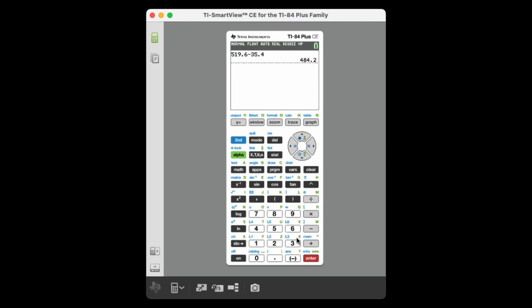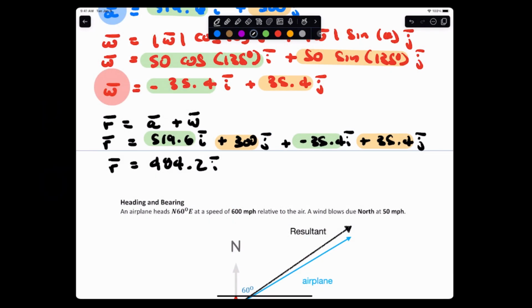484.2. Now we're going to do the same for the orange, the Y component, or the J vectors. Oh, that's easy. I don't have to use a calculator. What is 300 plus 35.4? 335.4. So here's my horizontal component, and then here's my vertical component. Ladies and gentlemen, you're looking at the resultant vector.